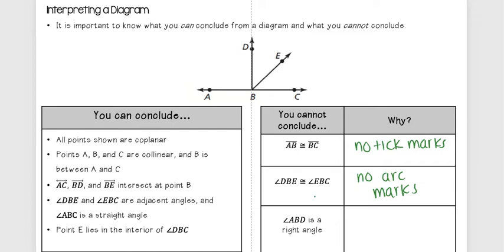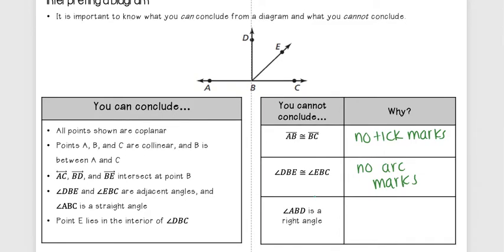And then the last thing is that angle ABD is a right angle. So ABD is a right angle. It really looks like it is from this picture, but I can't conclude it unless there's a box. So there's no box signifying it, so there'd have to be that box right there. But if there's not, you can't conclude it.